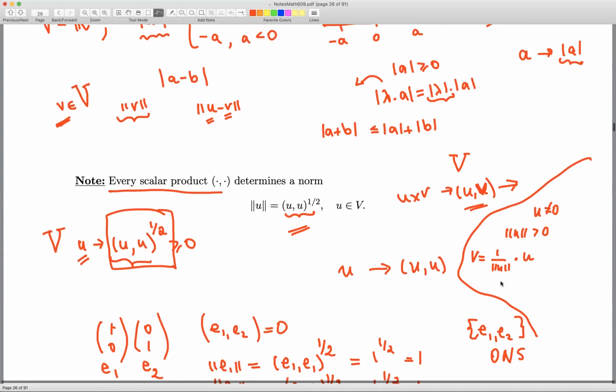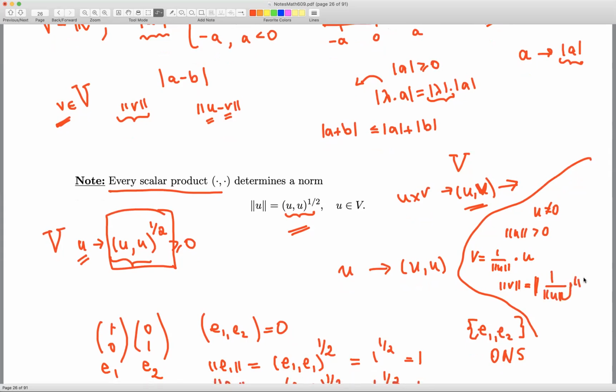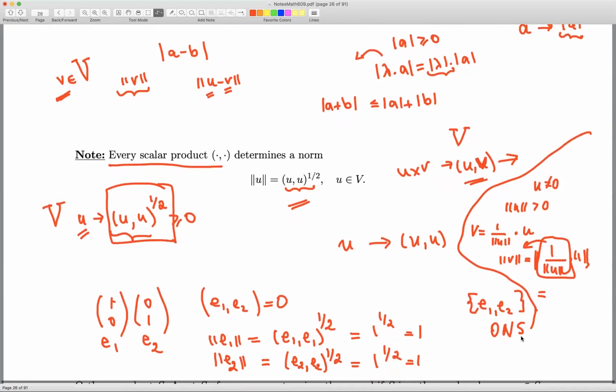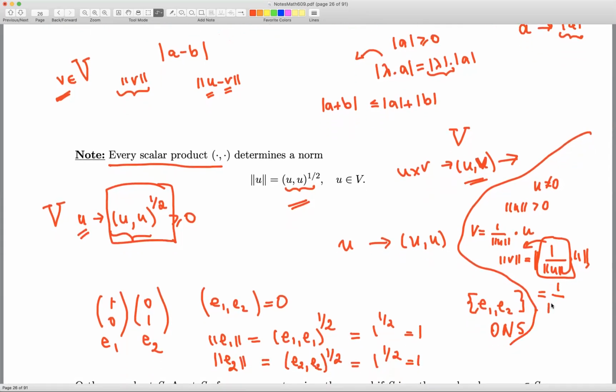What will then be the norm of V? The norm of V will be equal to the norm of, by definition, 1 over the norm of U times U. Now this here is a number. This number can get out with absolute value, but because the norm is bigger than or equal to 0, we do not need an absolute value. So this is 1 over the norm of U. And then whatever is left inside is the norm of U. Therefore, this norm and this norm of U will cancel out, and as a result, we will have 1.